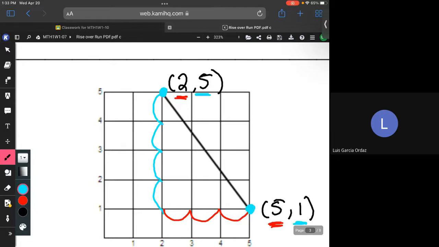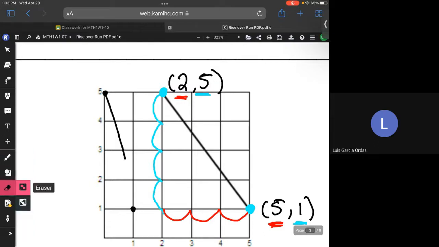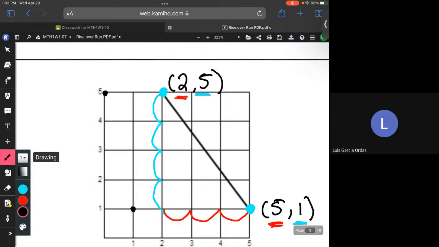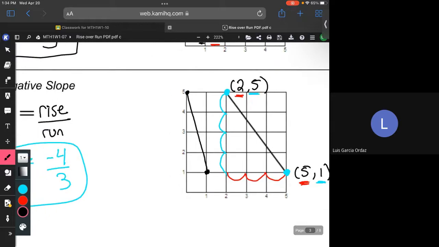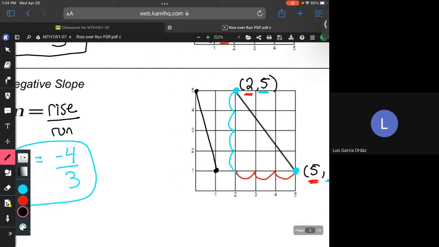So I'm going to try another one with all of you. I'm going to draw it here. Okay, let me draw that line. Oh, that's a terrible straight line. Holy smokes. Okay, so I want you to tell me what the slope is for that black line I just made. Try to figure that one out.